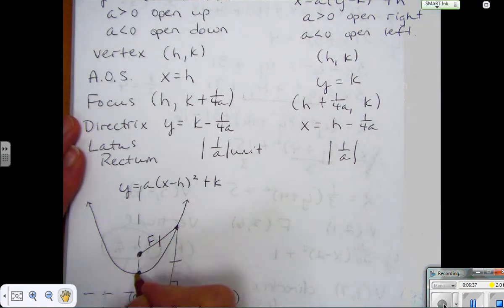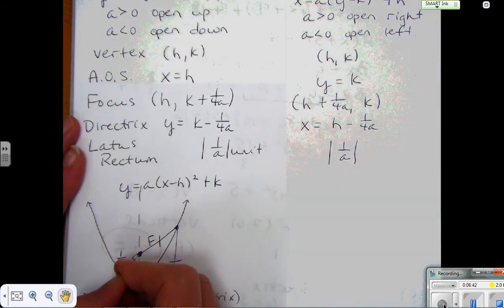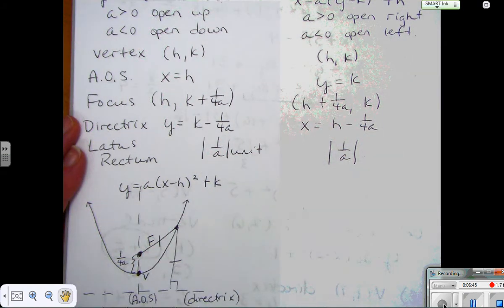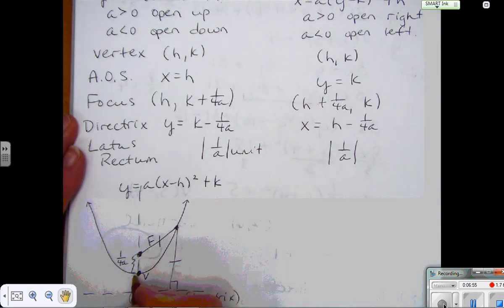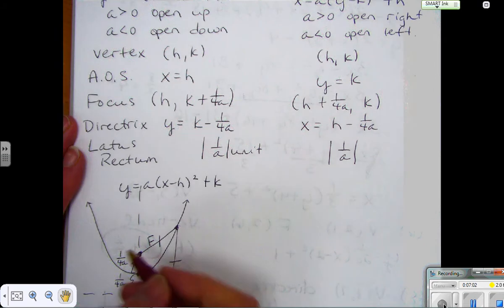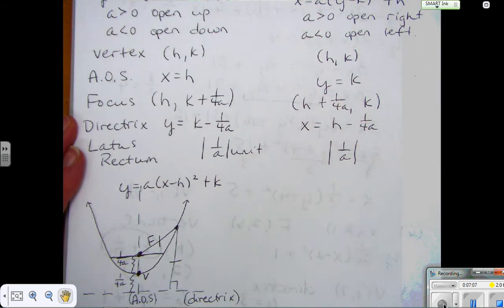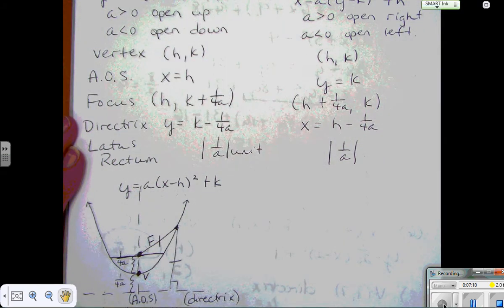So the distance from the vertex to a focus is 1 over 4a. So to get your focus, you're going to add that to the y value. To get the directrix, you're going to subtract it, because the distance from the vertex to the directrix is 1 over 4a as well. It's the same distance. And then you have your latus rectum that goes through the focus point parallel to the directrix, and you can use that to get your value for a sometimes.